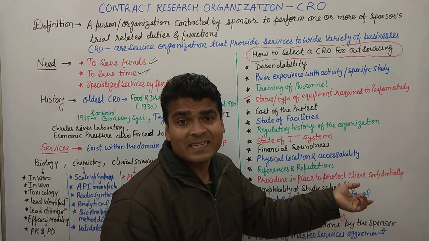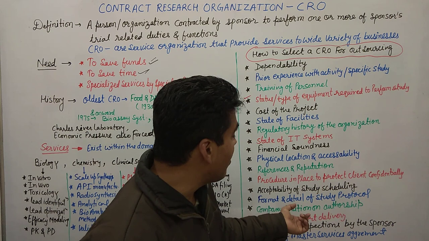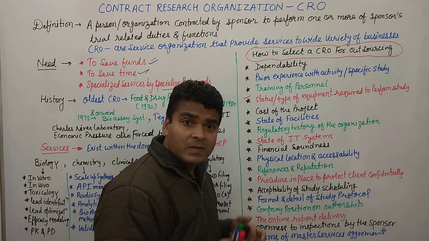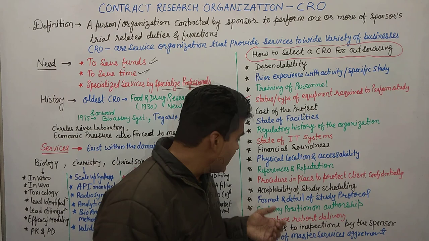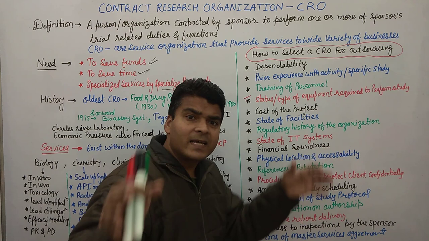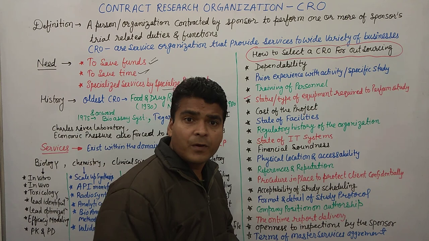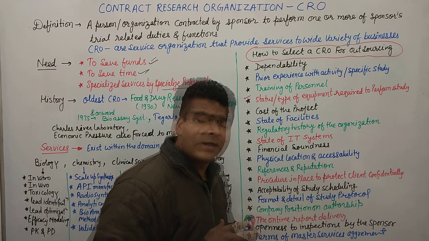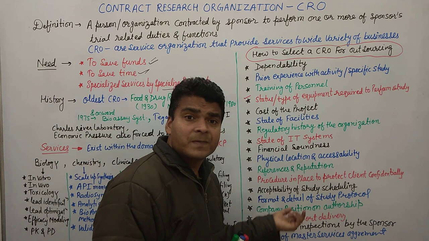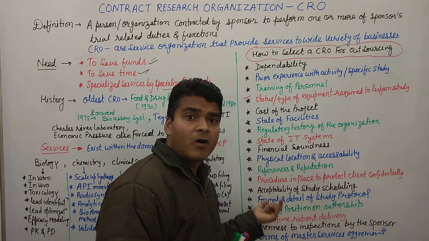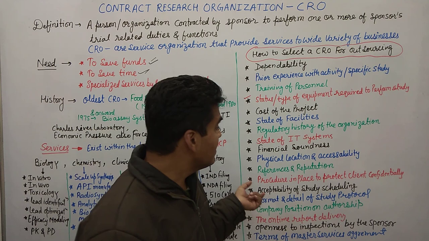Clear? Then company position on authorship. Whenever the CRO is getting the data, is it taking authorship of the research publication or not? The sponsor must know about this point. Clear, everyone? Like recently in COVID drug clinical trials, a lot of data was published in scientific journals. In these journals, do both the CRO and the pharmaceutical company have authorship, or does the CRO give total authorship to the pharmaceutical company? This is part of the terms and conditions of the contract.